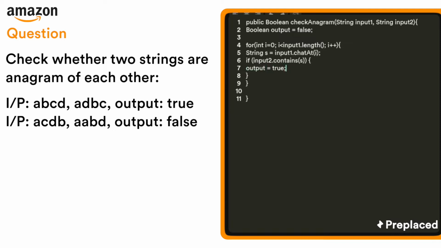Okay, then let's do one thing. Let's make this true, and then if it does not contain, a negative condition, then return false. Now if it is false, I don't want the loop to continue. So I will break here, and then return the output. I think this is what I've written.